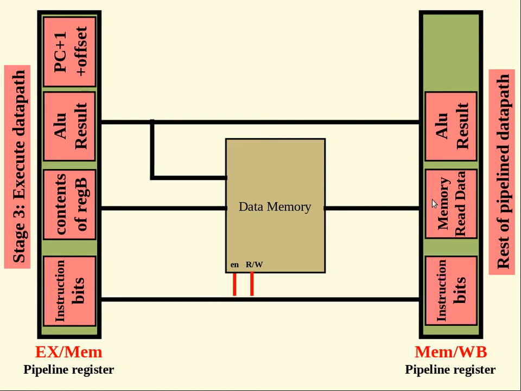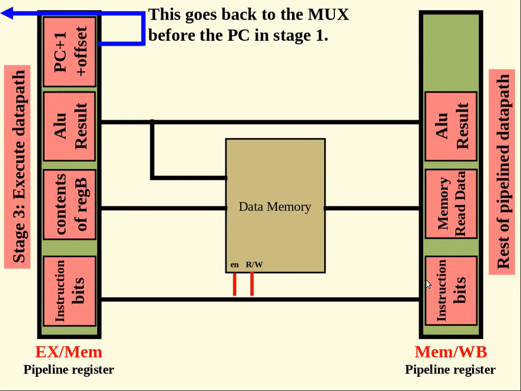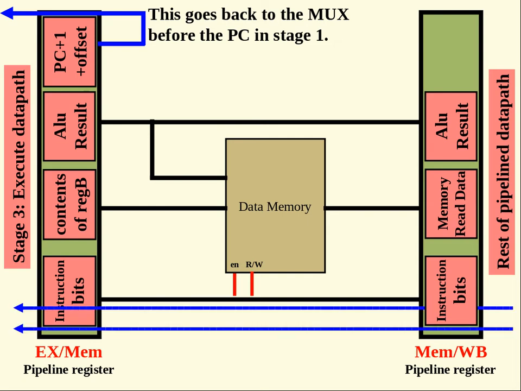Notice I did skip over here. I forgot to mention that if we are reading, then it needs to give us the data that it's reading. Of course, that blue line goes back to the mux before the PC in stage 1 in order to update the program counter if necessary. And then these two lines are in case we need to update the register file. And so this is the memory stage. So after execute, we deal with memory.